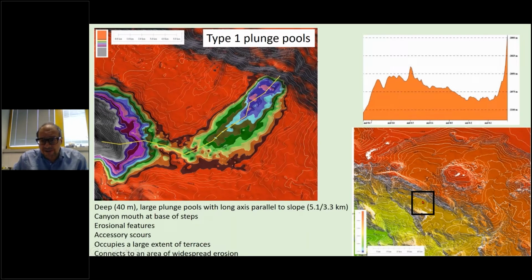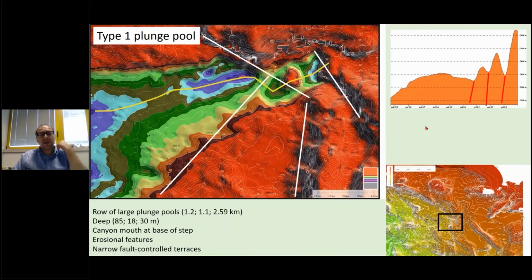And you see that it is located at the base of this escarpment connected with the canyon. You see also that in the plunge pool, we can see an accessory smaller scale feature that can be scours. And this is connected to an area of widespread erosion in this area in here. Another example of erosional feature is this one.